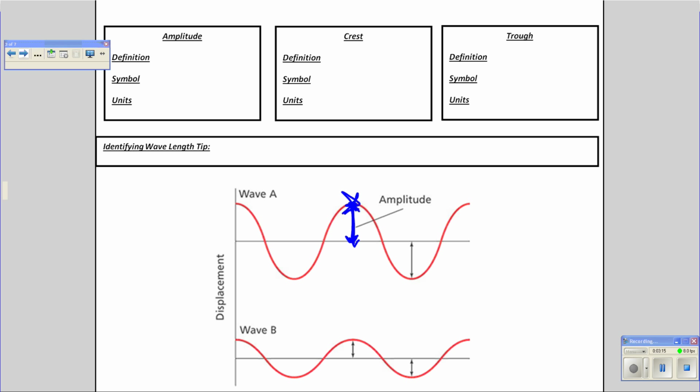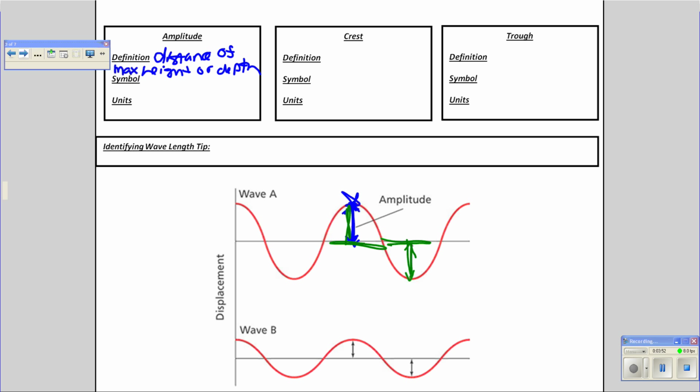Now, amplitude is the distance of maximum height or depth. Okay, so maximum height, how high it gets from the reference point, from that center line. Okay, so maximum height or maximum depth, how far down it gets. Those values will be the same. Okay, your wave will have the same amplitude whether it's going up or down.